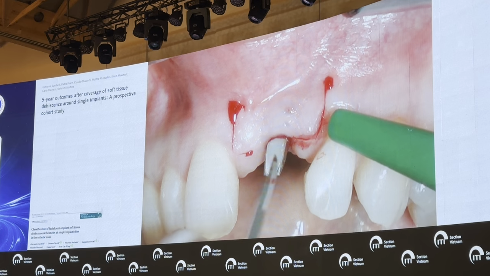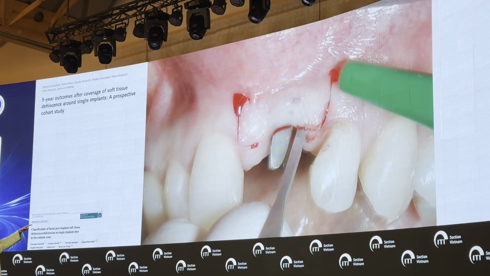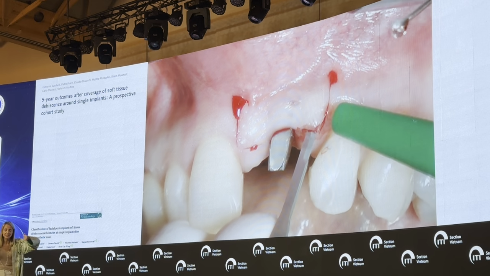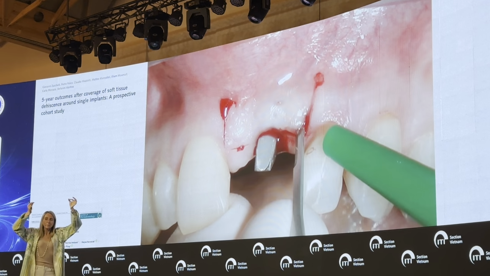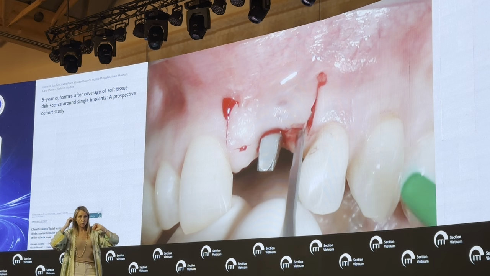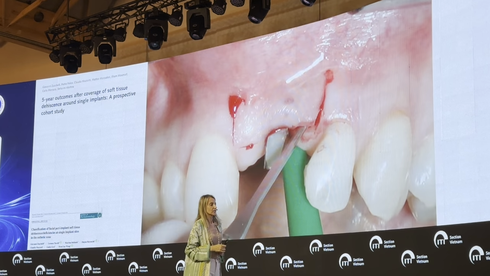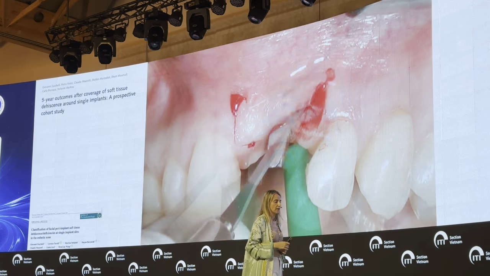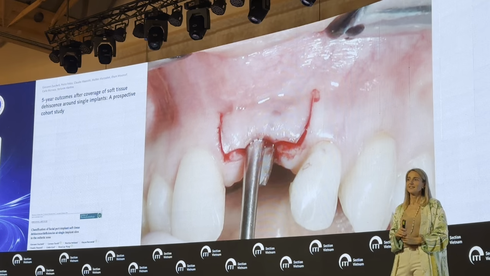As you see, the flap design is performed with 2 vertical releasing incisions that are extended 1 millimeter into the alveolar mucosa. And I just wanted to underline this concept because many colleagues are scared by vertical releasing incisions.